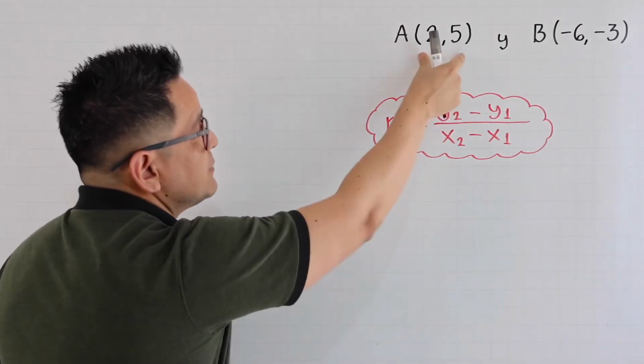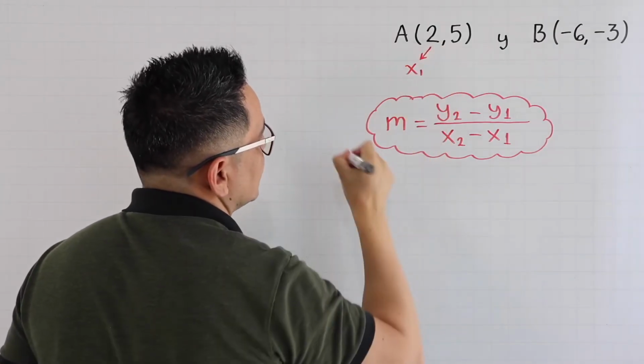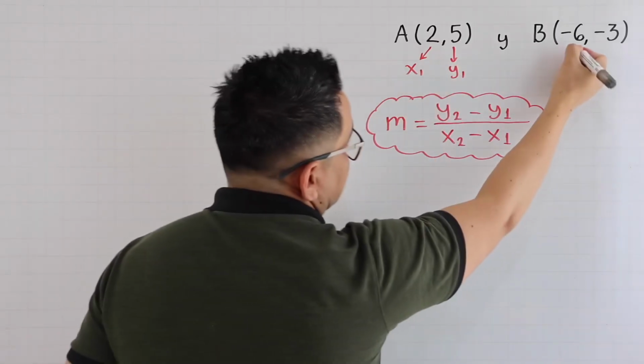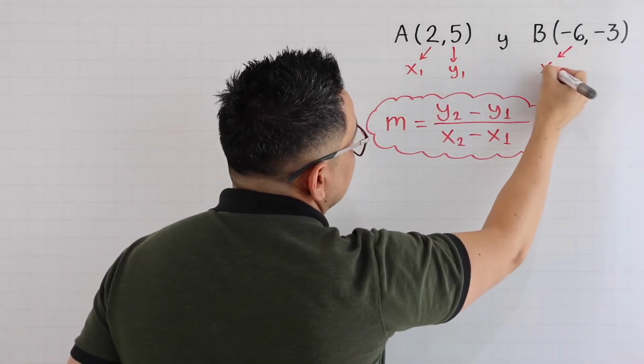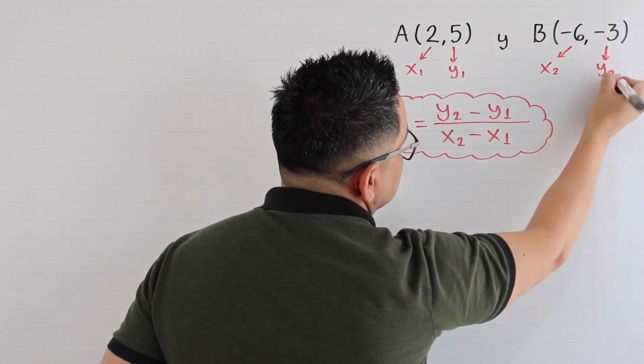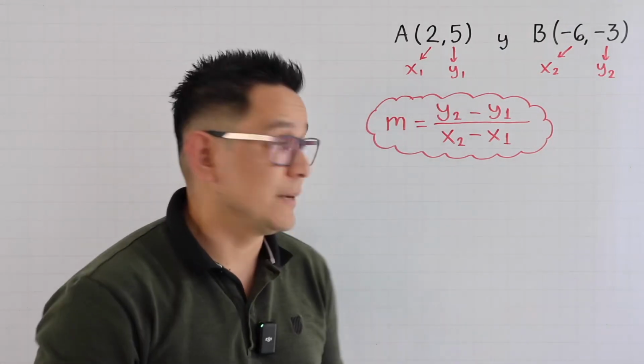Well, I'm going to say that this is my point number 1, so the 2 has to be x1, and the 5 has to be y1. Now, if this is point number 2, then minus 6 is x2, and minus 3 is y2. And now, we're ready to calculate the slope.